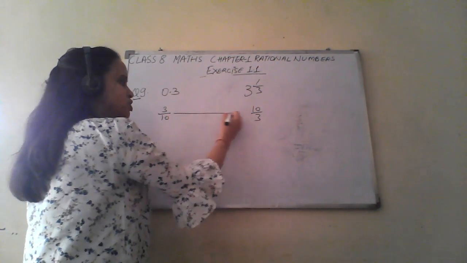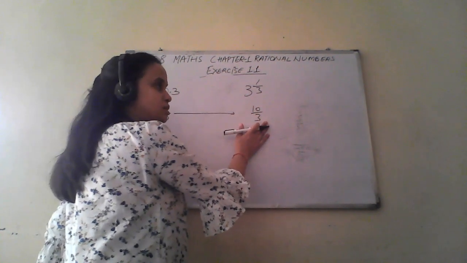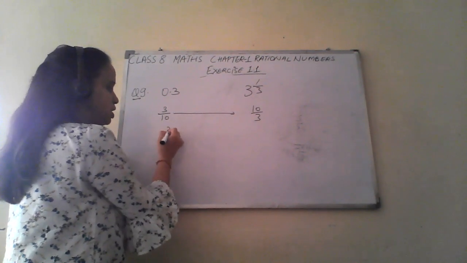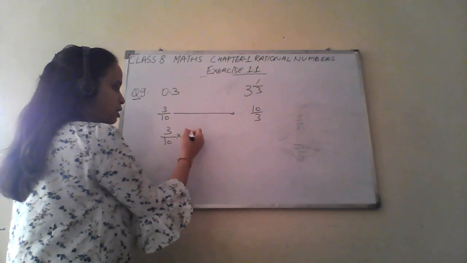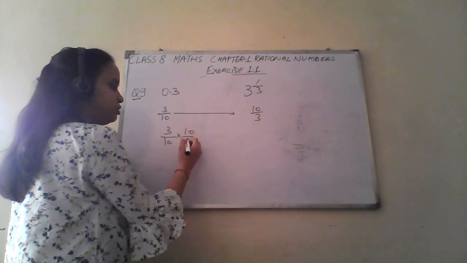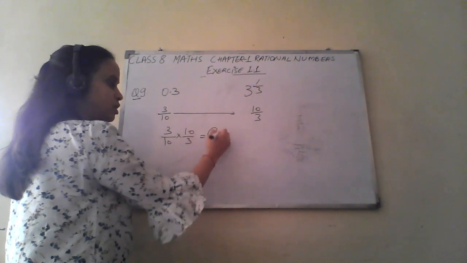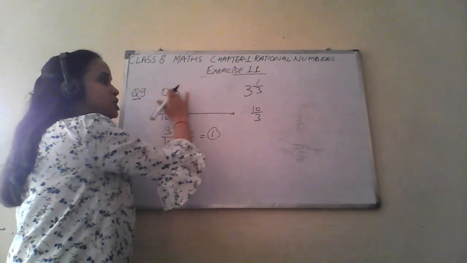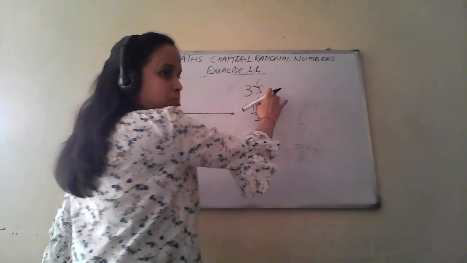Now can you say this 3 by 10 is multiplicative inverse of this 10 upon 3? We can check. If we multiply 3 by 10 with 10 by 3, we will get the answer 1. So yes, this 0.3 is multiplicative inverse of 3 whole number 1 by 3.